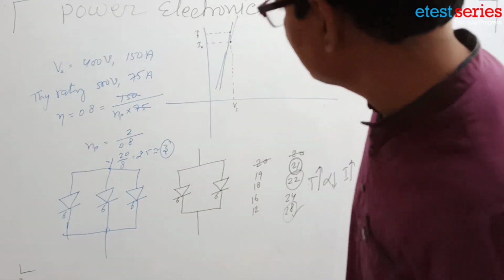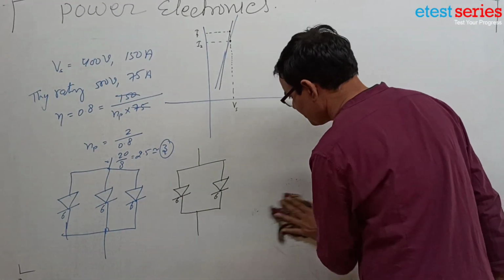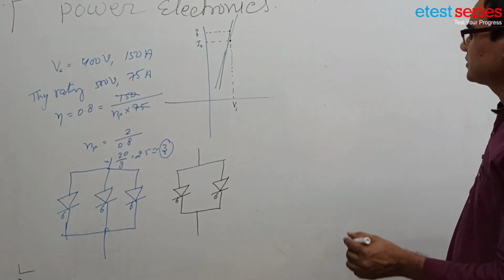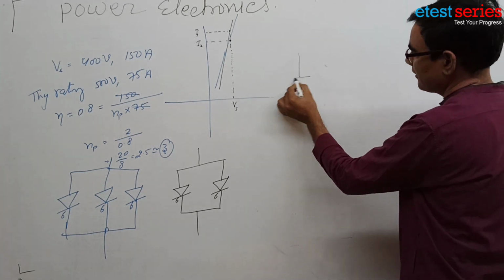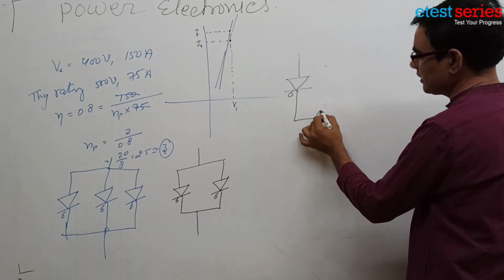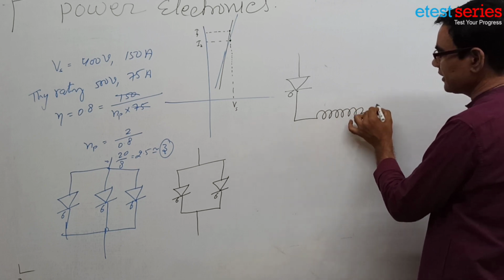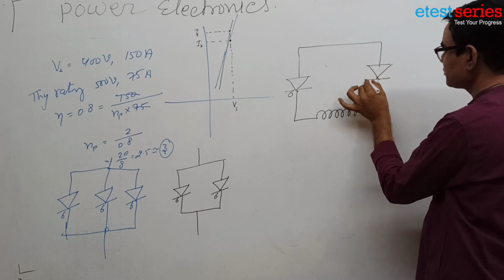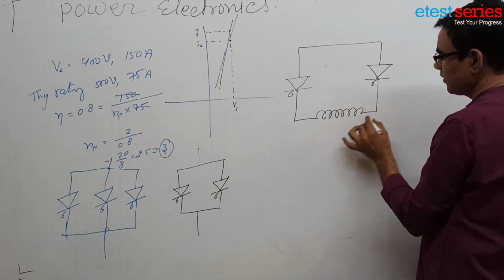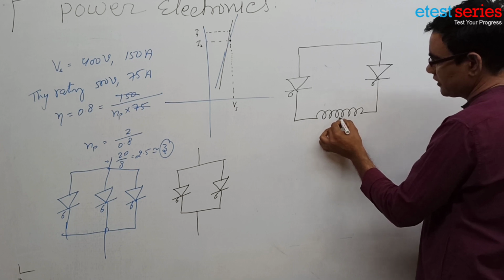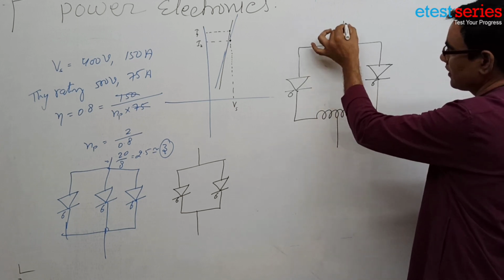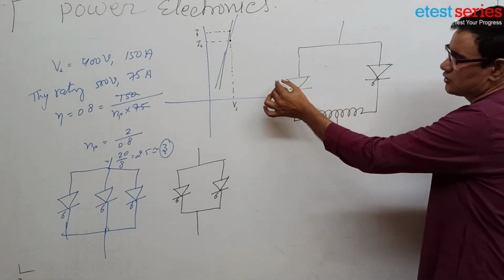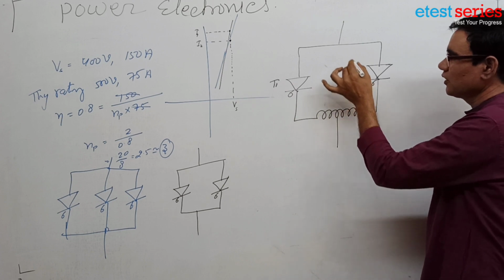To avoid this kind of mismatching of the current, we will provide protection. So how can we protect the SCR? If two SCRs are connected in parallel, a circulating inductor is maintained in between these two. Okay. This is thyristor 1 and this is thyristor 2. And this is the current.